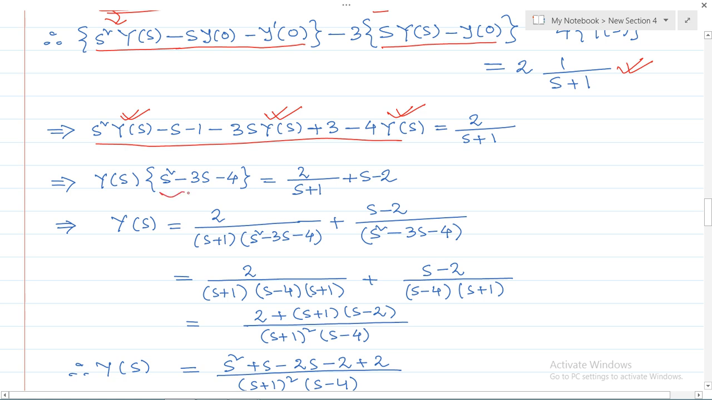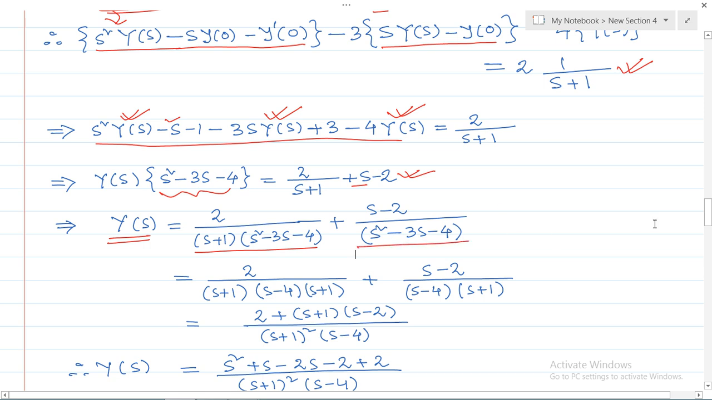So on the left hand side we get s square minus 3s minus 4. Apart from this, the rest of the terms you have to take to the right hand side. So this minus s will go to plus s, minus 1 plus 3 will become plus 2, and on going to the right hand side it will become minus 2. Then we have to divide by s square minus 3s minus 4 on the right hand side. So we get capital Y of s equals 2 upon s plus 1 into s square minus 3s minus 4, plus s minus 2 upon s square minus 3s minus 4.